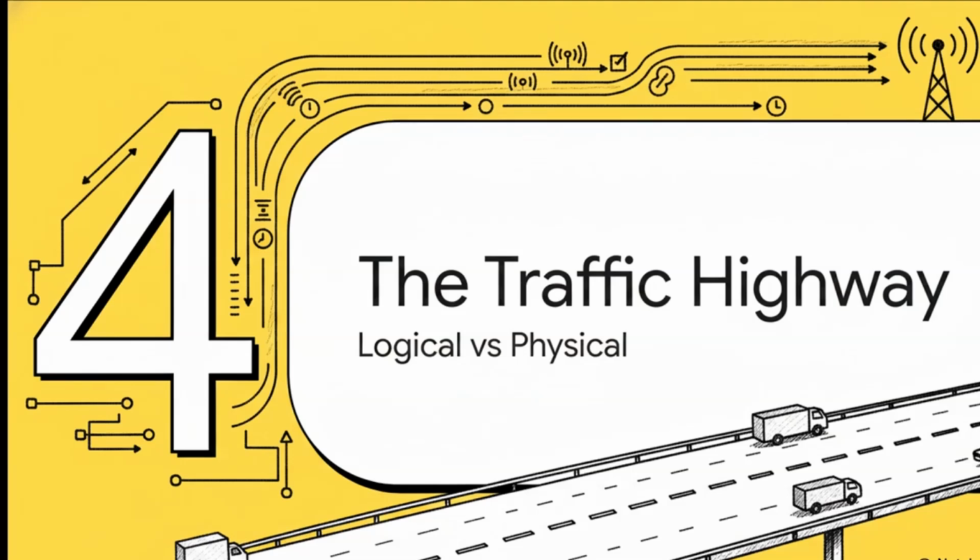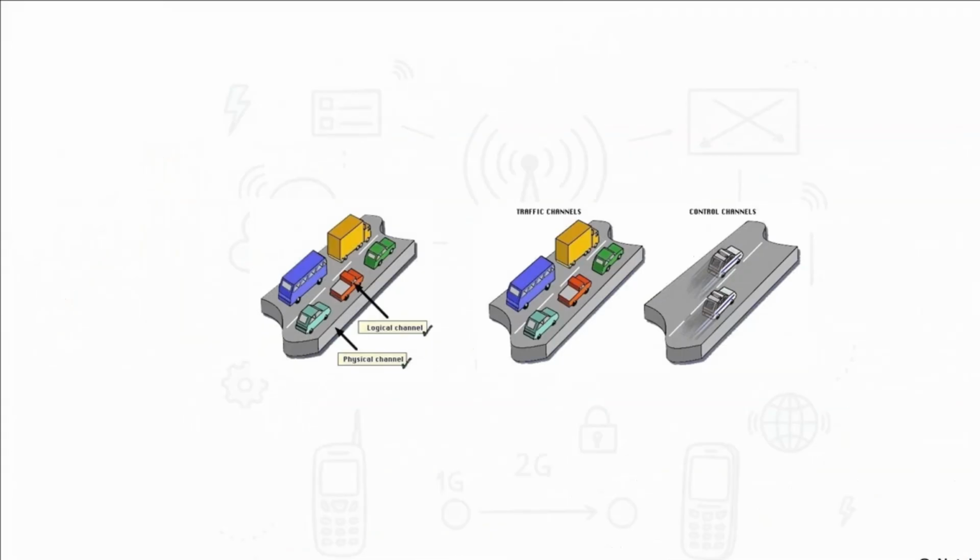Let's make sense of how data travels in these micro slots. To really grasp this, think of the radio frequency itself as a physical channel. It's the paved road linking your phone to the tower. But a road is pretty useless without traffic, right? The logical channels are like the specific vehicles driving on that road.